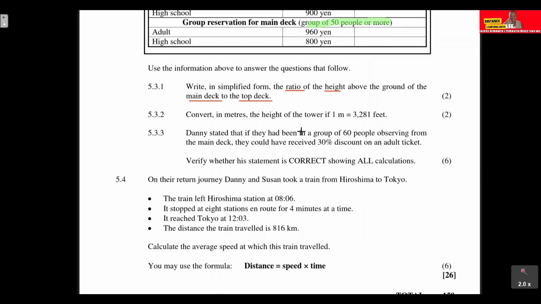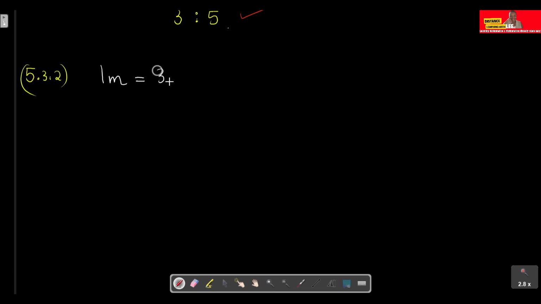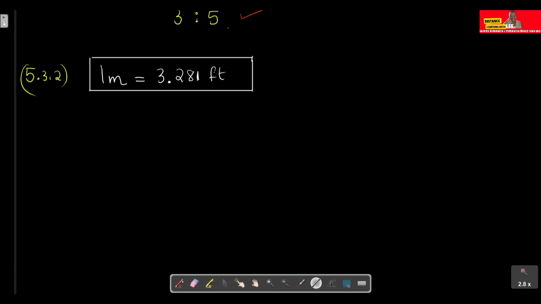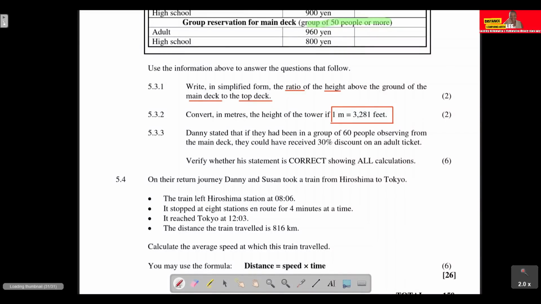5.3.2: Convert in meters the height of the tower if 1 meter is equal to 3.281 feet. So we are already given an equation that we're supposed to use to convert the height of the tower from feet to meters. So I'm going to write that down. That is the equation we're going to use to help us convert the height of the tower from feet to meters.